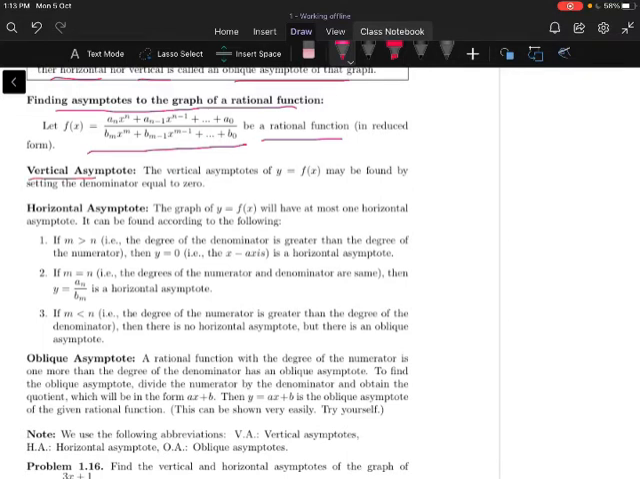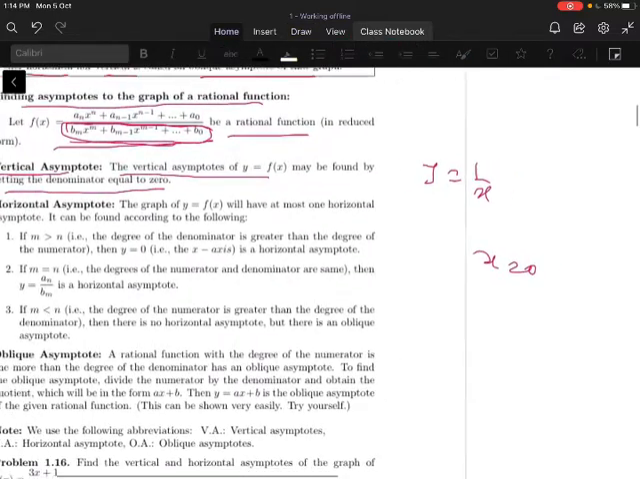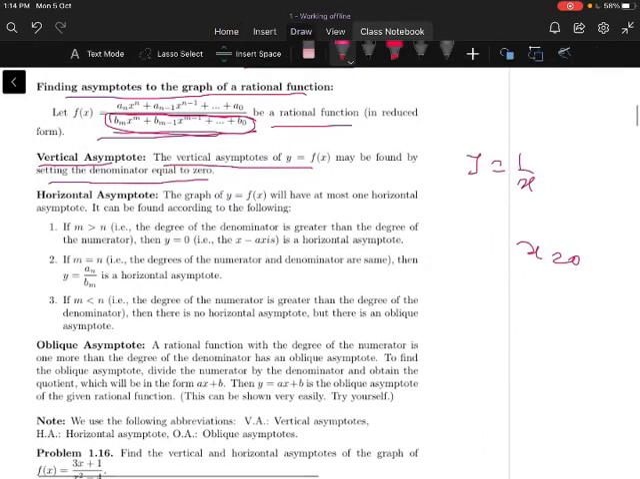To find vertical asymptotes, what do we generally do? Equate the denominator to 0, so we'll get a vertical asymptote. The vertical asymptote of the function y is equal to f of x may be found by setting the denominator equal to 0. Just make the denominator 0. For example, y is equal to, as in the previous exams you have taken, the denominator x is there, just x equal to 0 will give a vertical asymptote. So the simple way to get the vertical asymptotes is just equating the denominator to 0.